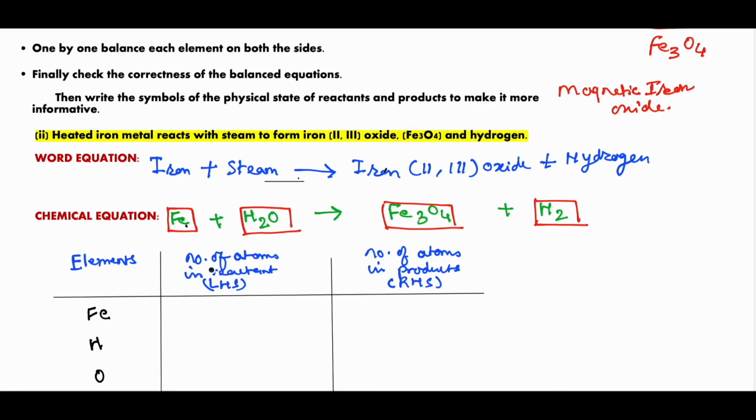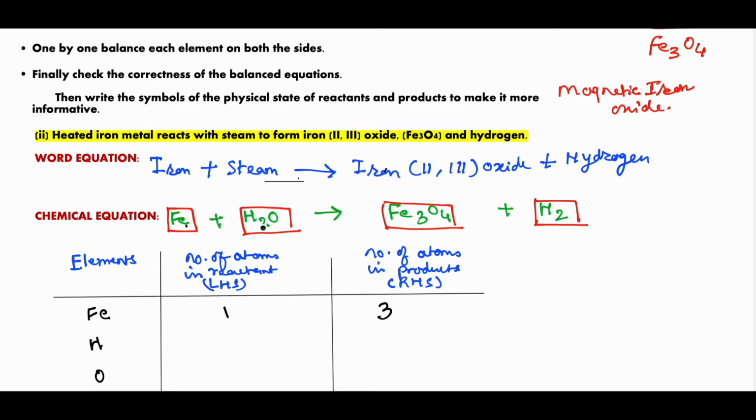Now we will count the number of atoms on each side of this chemical equation. Here on the left hand side, that is on the reactant side, we have one atom of iron, because 1 is a subscript and there is no coefficient, so it is one atom of iron. On the product side, we have 3 subscript and 1 coefficient, so 3 times 1, that is 3 iron atoms on the right hand side.